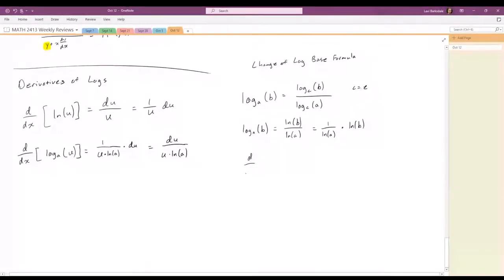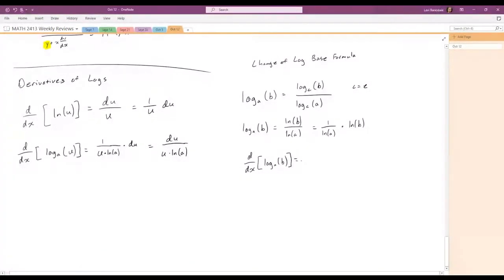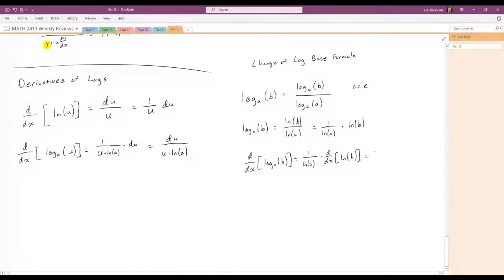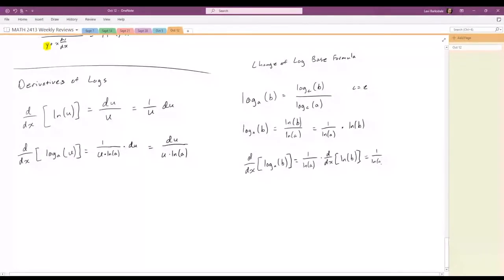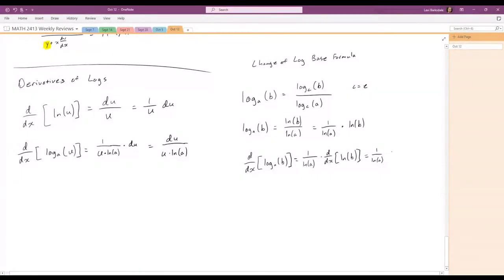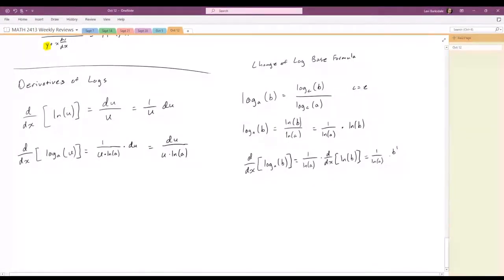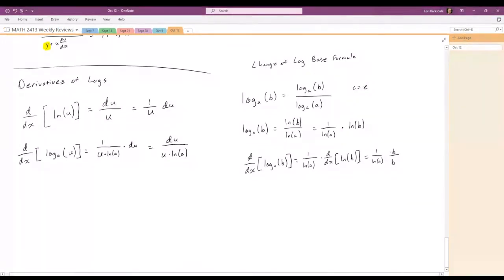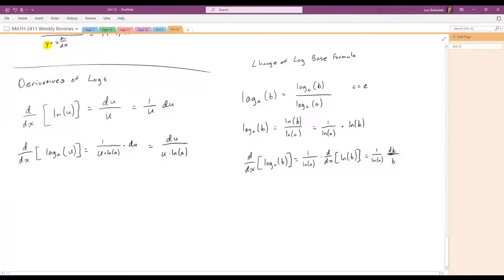So if we wanted to take the derivative of log base a of b, we can just pull our constant out. And then the natural log of b we know to be the derivative of b, I'll denote it b prime over b. And this gets us exactly what we're looking for. We could actually probably better to represent this as db just so we're consistent with our notation. And this gives us exactly this formula right here. Make sense?